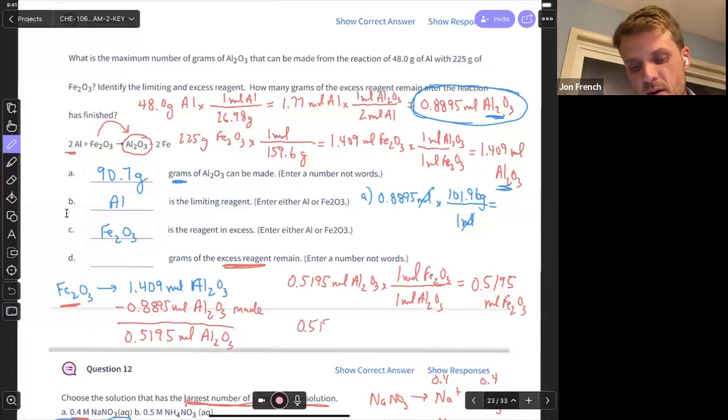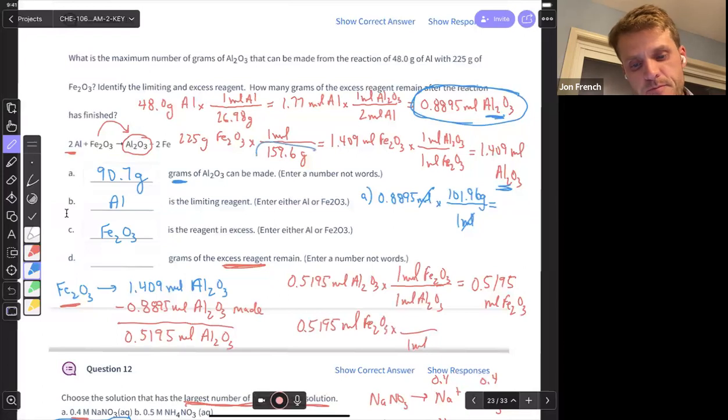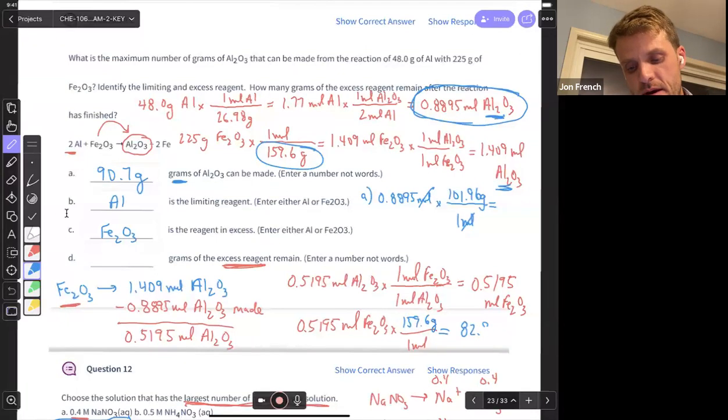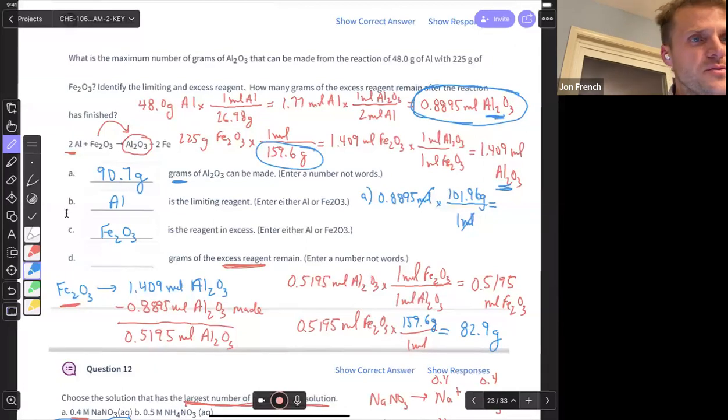The last step, we want to just convert that into grams. I've got moles of the iron 3 oxide, and I know for 1 mole of the iron 3 oxide, way back up here, 159.6 grams. So multiply by 159.6, and I get like 82.9 grams. If you want to round that, 83 grams.